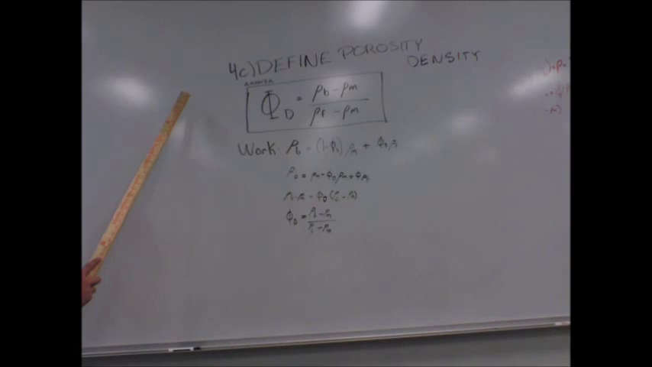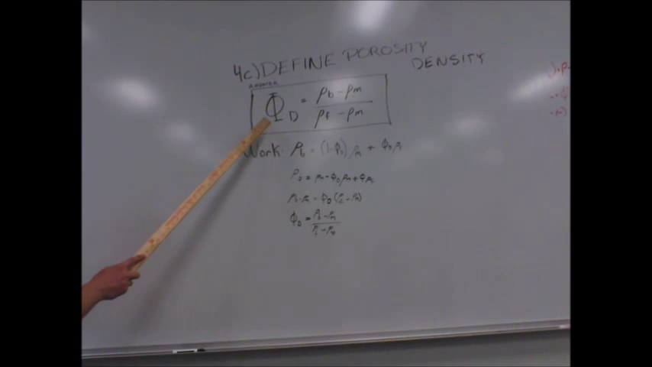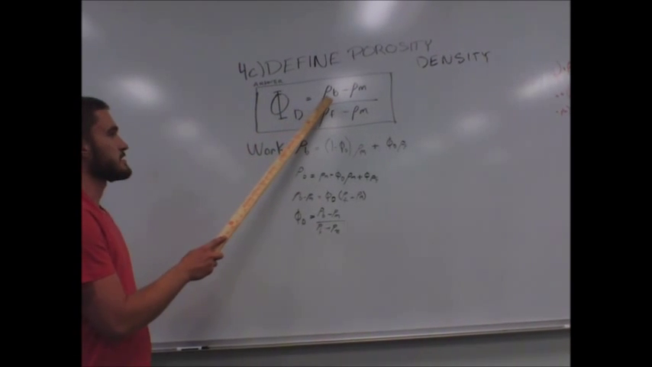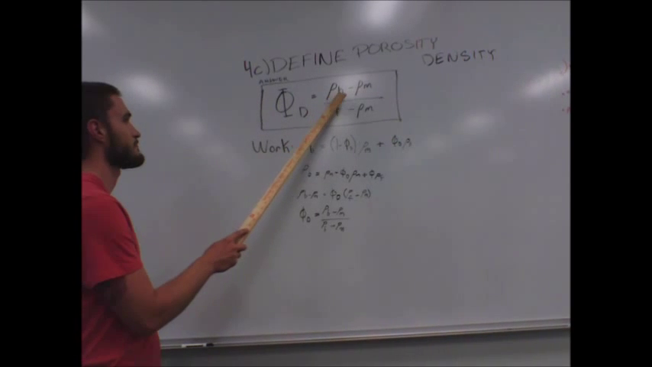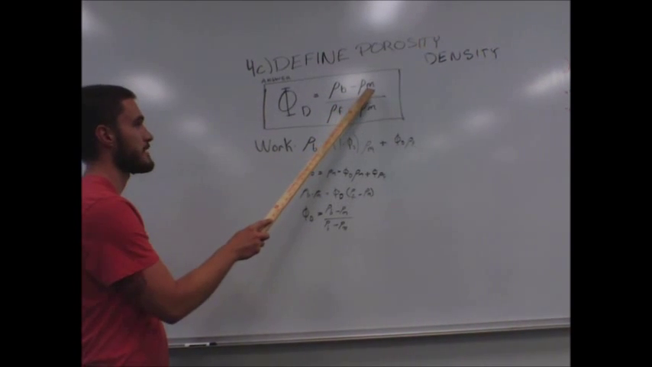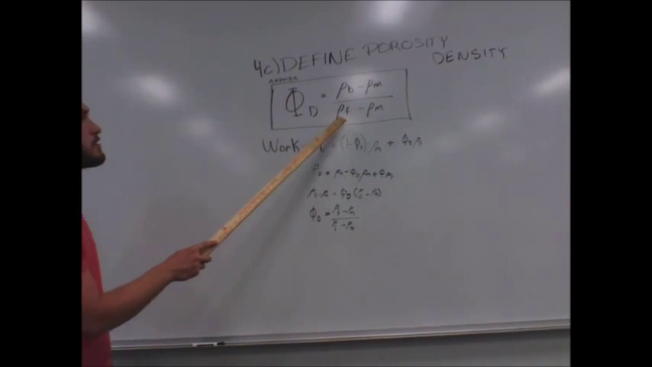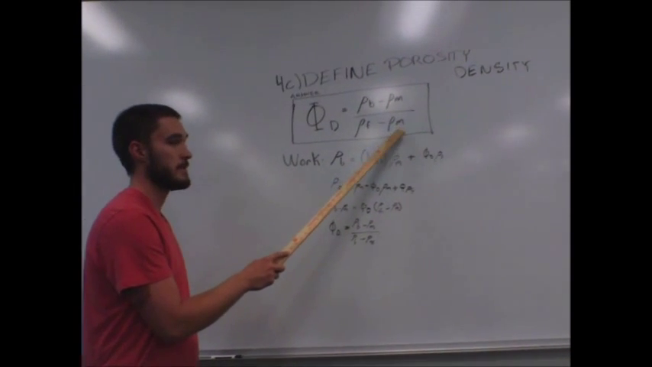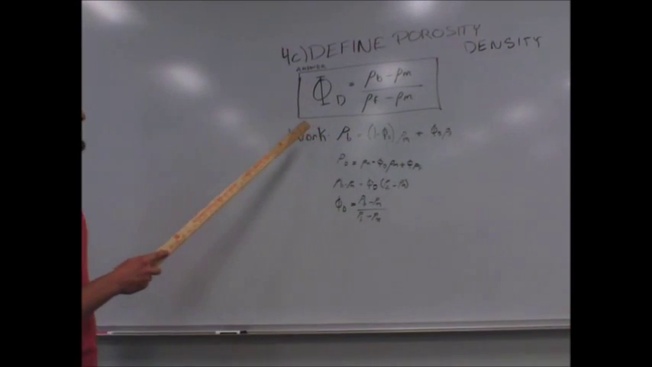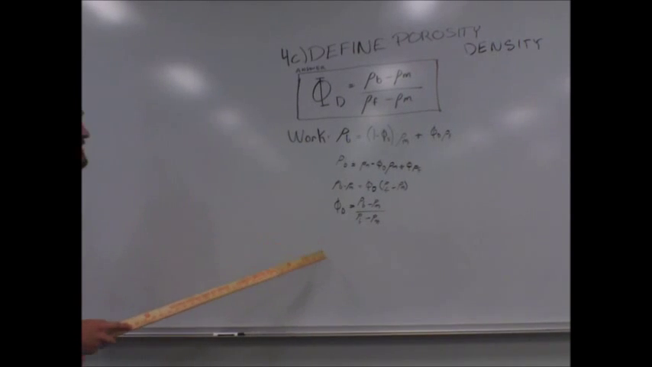This is question 4c. We're defining porosity. Your porosity is equal to your bulk density minus your matrix density, divided by your fluid density subtracted from your matrix density. To get to that final equation, we did these stages of work.